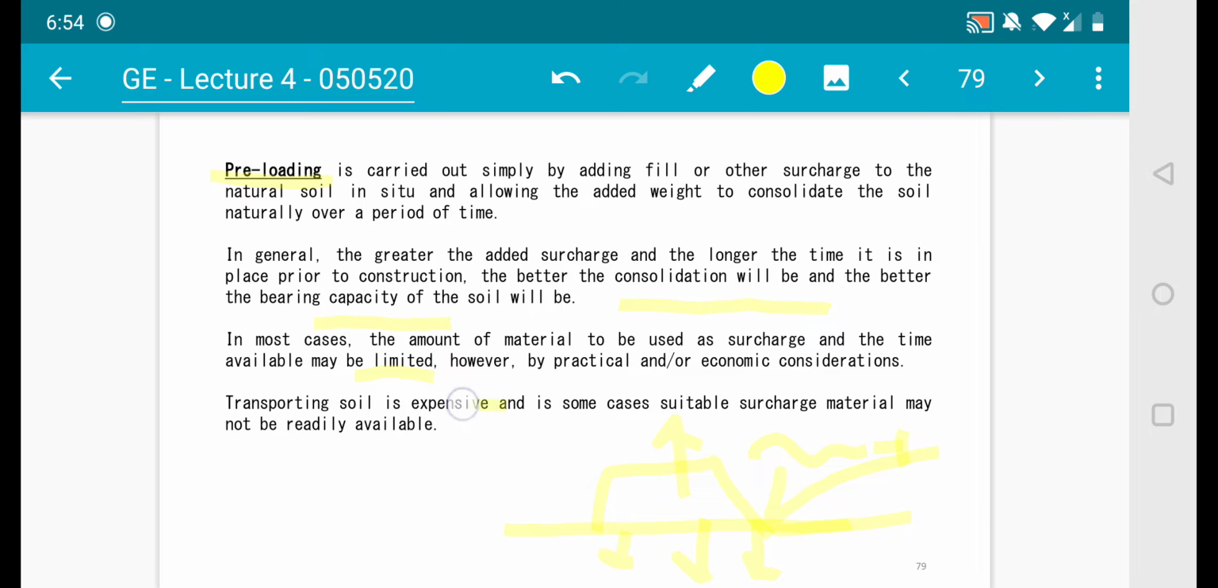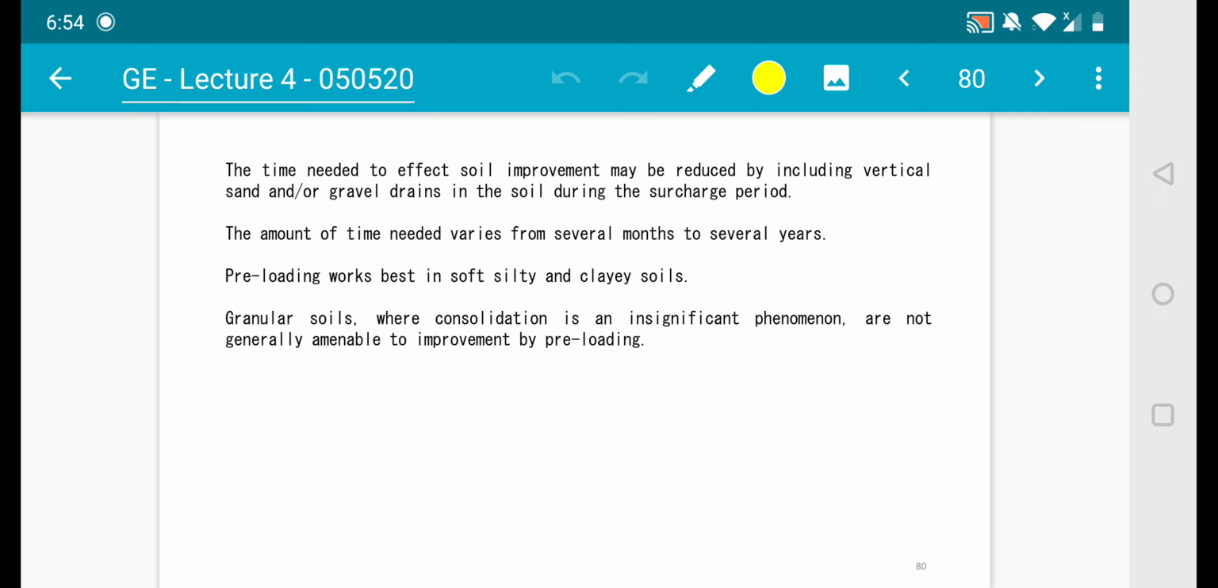Transporting soil is expensive, and in some cases suitable surcharge material may not be readily available. The time needed to effect soil improvement may be reduced by including vertical sand or gravel drains in the soil during the surcharge period. The amount of time needed varies from several months to several years. Preloading works best in soft, silty, and clayey soils. Granular soils, where consolidation is an insignificant phenomenon, are not generally amenable to improvement by preloading.